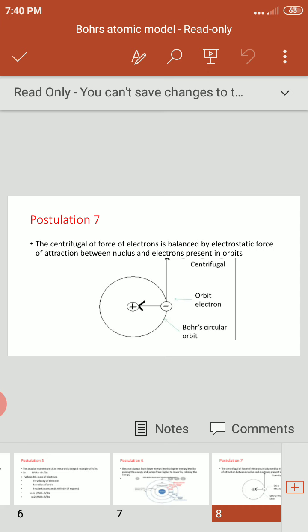Next, when the electron revolves around the nucleus in a circular path, it tries to move away from the nucleus because the electron is a mass object. That is called the centrifugal force. Look at the diagram here. The centrifugal force of the electron is balanced by the electrostatic force of attraction between the negatively charged electron and the positively charged nucleus.